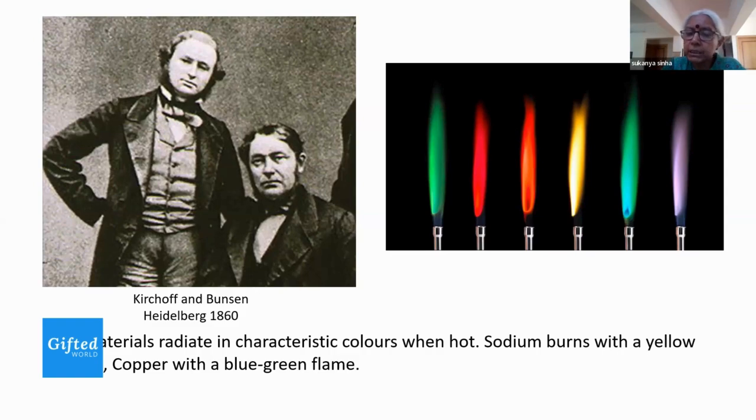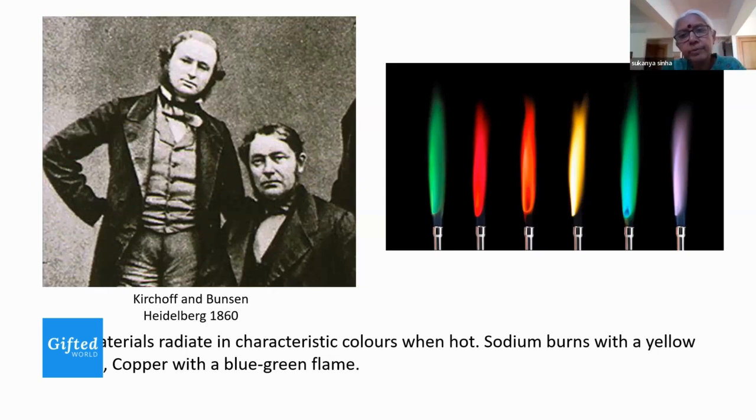and noticed that all materials radiate in certain characteristic colors when hot. When you heat an element, it gives a particular colored flame. When you are older, in 11th or 12th grade, in the chemistry lab you'll do something called a flame test, where you detect something by looking at what kind of color the substance gives, because the substance radiates with a characteristic color.